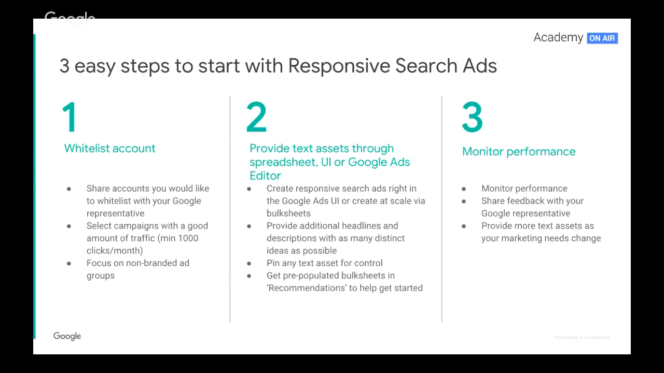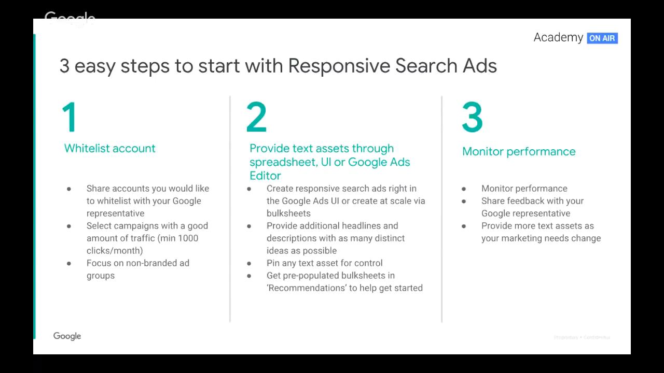So, 3 easy steps to get up and running with responsive search ads. First and foremost, please feel free to share the accounts that you would like responsive search ads to be using with your Google account manager, so they can get the whitelisting process underway. Once that's sorted, you'll start seeing the option for responsive search ads appearing within your accounts by the plus new ad feature. And in terms of the ones that you should be selecting, we would recommend campaigns with a good amount of traffic, and preferably those campaigns with non-branded ad groups.